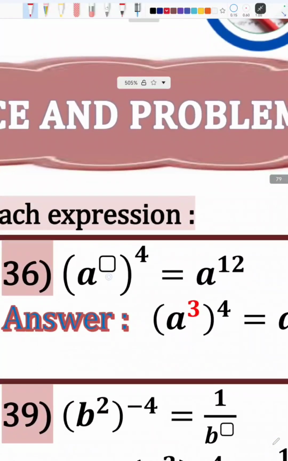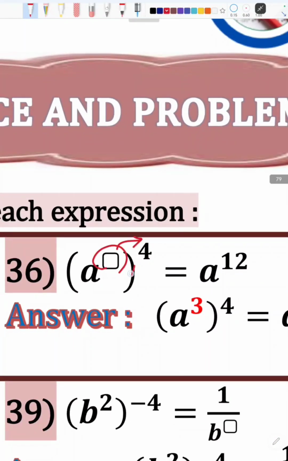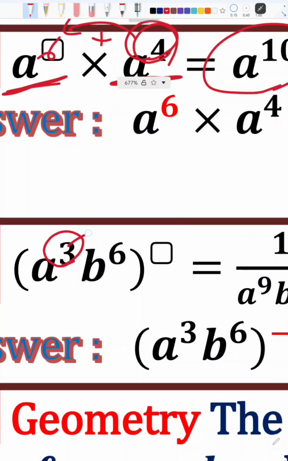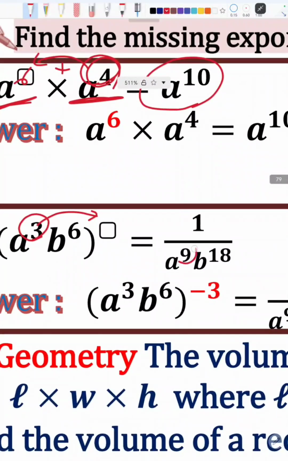In this example, power raised by another power, so you have to multiply them. Okay, 4 times what equals to 12? 4 times 3. For this one, again, a power 3, power what, equals to 9. Since they bring it to the denominator, the power should be negative. That's why they wrote the same thing in the denominator. So 3 times what equals to 9? Of course, 3 times negative 3. 6 times negative 3 will be negative 18, and we're going to bring it down because the exponent is negative.